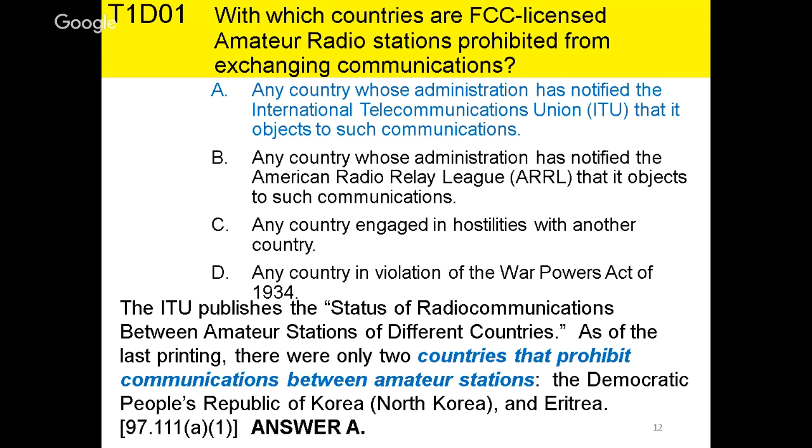So if these countries have said, we don't want to communicate with anybody outside our own country, and currently it's the Democratic People's Republic of North Korea and Eritrea.